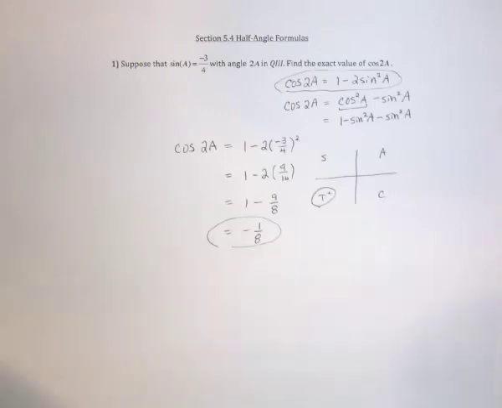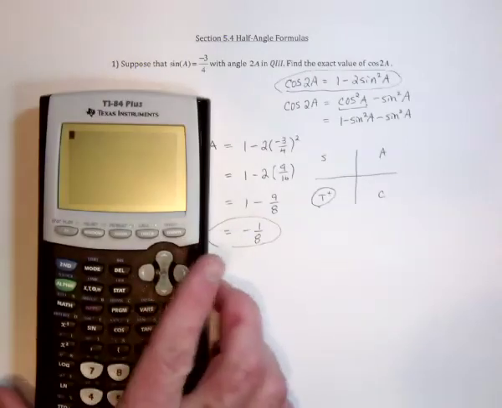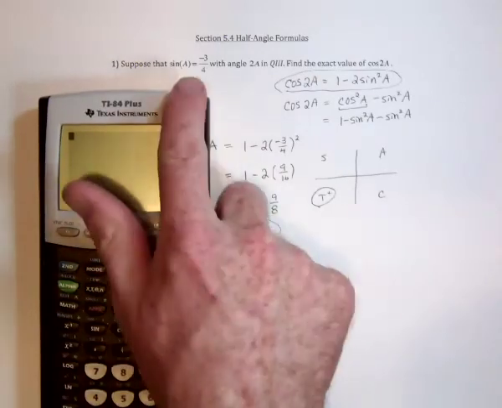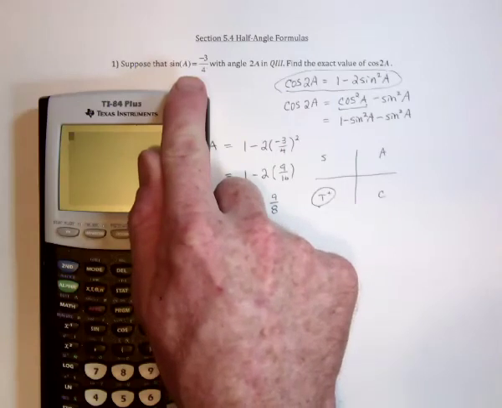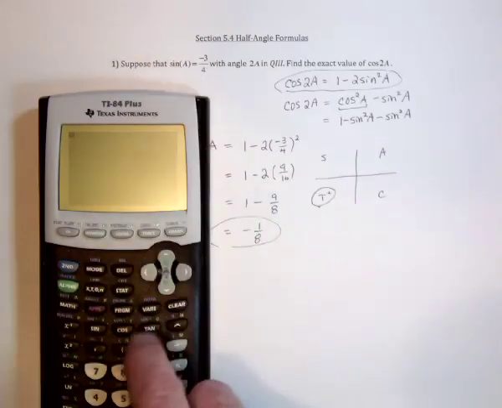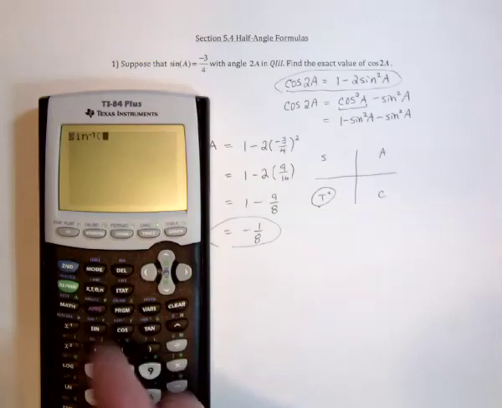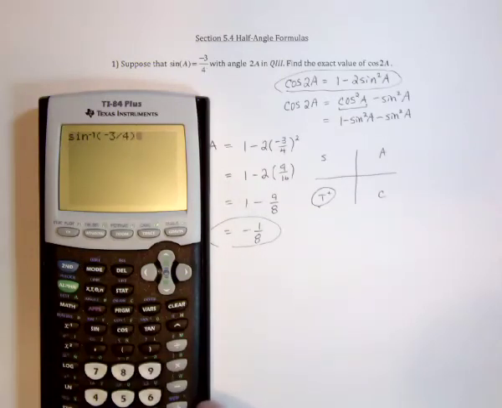And then to see if the negative 1/8 is correct, you could use the calculator, go back to the beginning of the problem, and take sine inverse of negative 3/4. It doesn't really matter if it's in radians or degrees, as long as you leave it in the same mode the whole time. So that looks like it's in radians, that's fine.